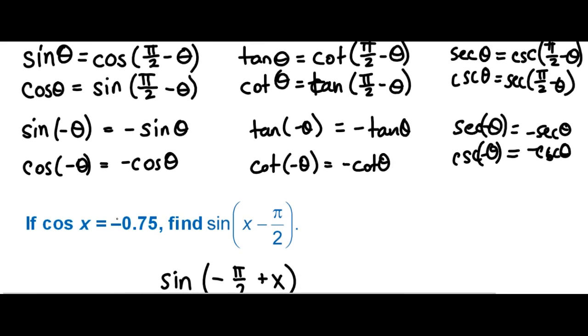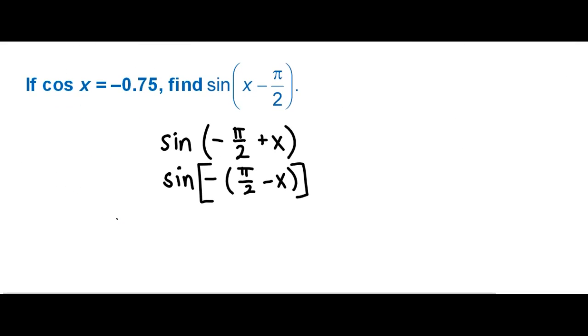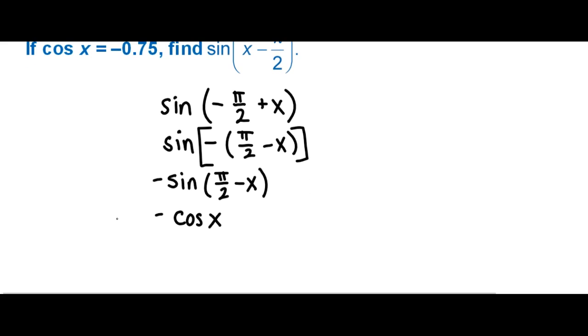So then one other thing we can do is we can take that negative out of the angle and make this negative sine of pi over 2 minus x, which is also equal to negative cosine of x. Since we know cosine of x is negative 0.75, we can determine that this sine equation is going to be equal to the opposite of that. So our final answer should be positive 0.75.